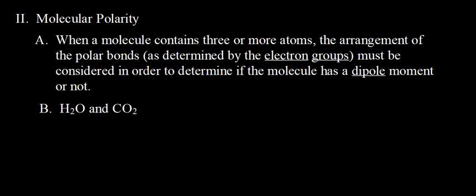So let's take a look here. It says when a molecule contains 3 or more total atoms, so you've got the central atom, and then in this case, our first example, 2 atoms bonded to the central atom, the arrangement of the polar bonds, as determined by the electron groups, must be considered in order to determine if the molecule has a dipole moment or not. So let me draw the Lewis structures for these 2 molecules. If you remember how to draw the Lewis structures for these, go ahead and pause the video and do those yourself. If not, you can just follow me.